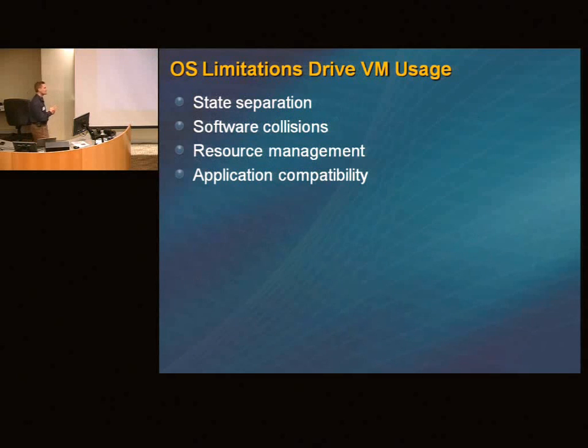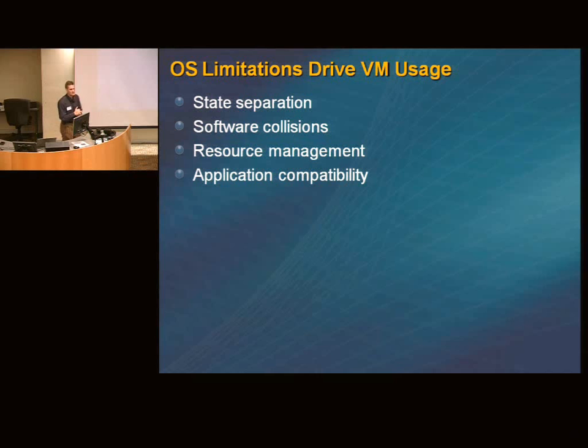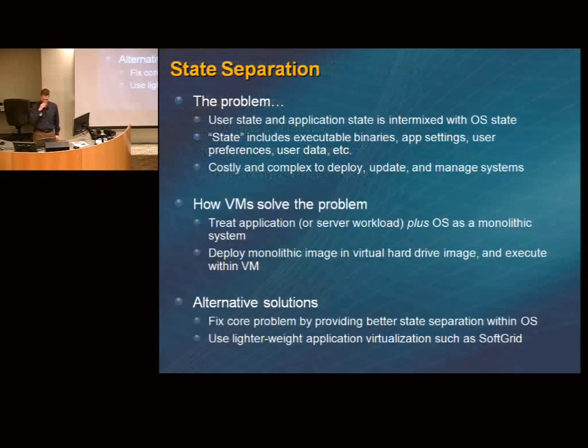So I mentioned that some of the existing limitations in the operating system are driving some of the interest in using virtual machines. And these are some areas where I think we need to do a better job at Microsoft. And some of these also apply to other operating systems, by the way. They're not necessarily unique to Windows, although I think Windows is especially bad in some of these areas. But these are some of the things that are driving the use of virtual machines. And I'll go through each one of these.